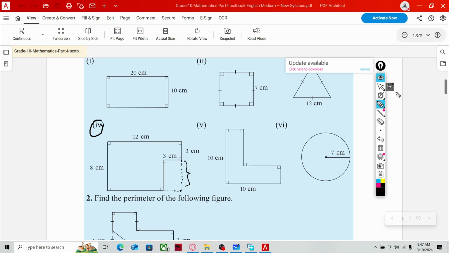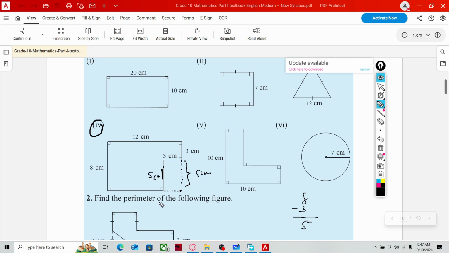In that case, how do you solve it? Simply, if you subtract this full length, 8 minus 3, you will get the length of this short line. And what would that be? So 8 minus 3 is what? 5. So this length is 5 centimeters, which automatically means this one here is also 5 centimeters.